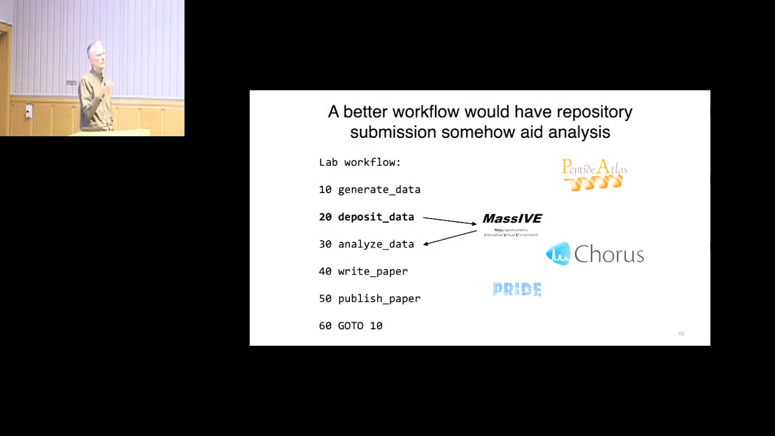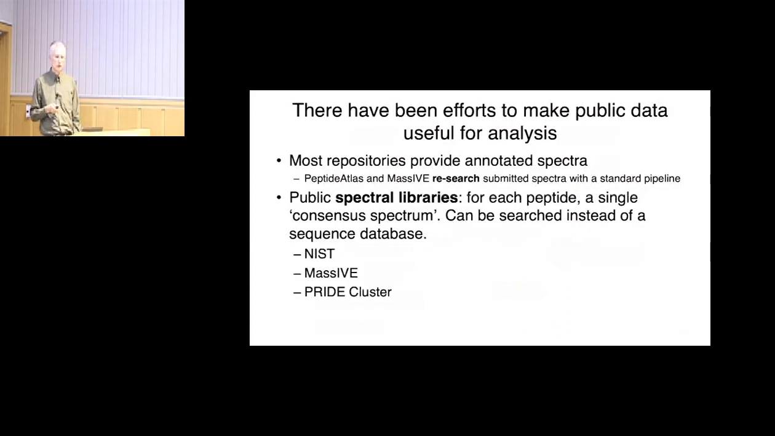Genomics is much more advanced in this respect than proteomics, where sometimes you actually make use of public data to make sense of your own data. This happens some in proteomics, but we think it could happen more, and we were working on ways to facilitate that. So there have been some efforts to do this kind of thing. Most of the repositories out there provide annotated collections of spectra, so those allow you to search your data against those annotated spectra.